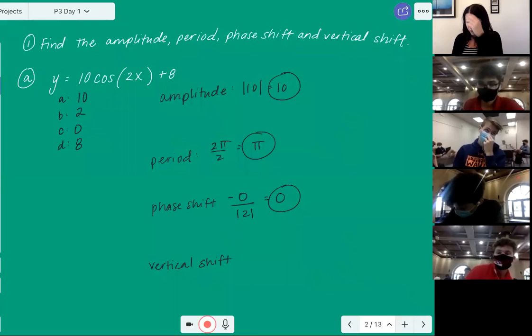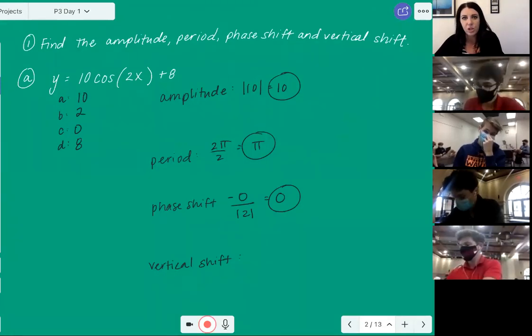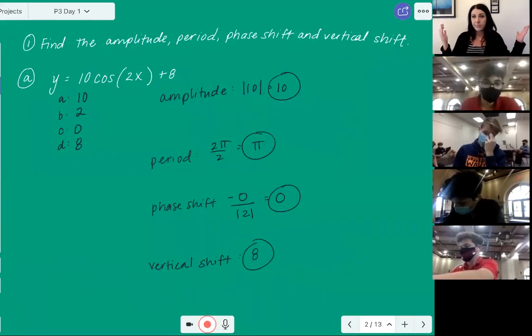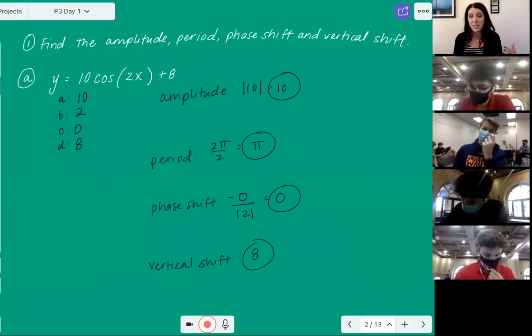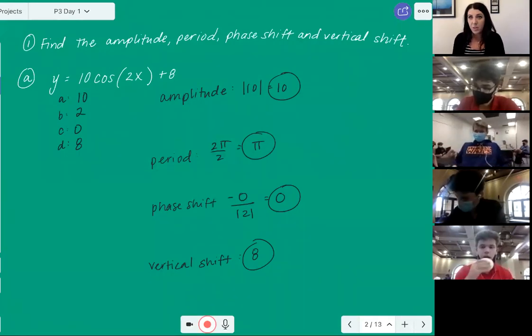Okay, and then we've got one more, vertical shift. Let's go to Sam. We'll just stay on you for this last one. What's our vertical shift? Just 8. Perfect. That's it. Okay, this is a lot of the questions I'm going to ask. Again, phase shift tends to be the hardest. In this one, our phase shift was just 0. Anytime you don't have a C, anytime it's not like x plus something inside of that parentheses, then your phase shift is just 0. Good. Okay, any questions on this problem? We're going to do another one.